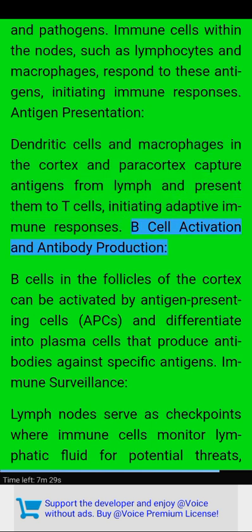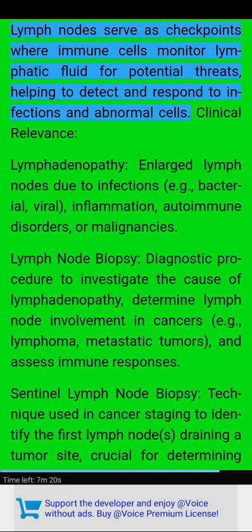B cell activation and antibody production. B cells in the follicles of the cortex can be activated by antigen-presenting cells (APCs) and differentiate into plasma cells that produce antibodies against specific antigens. Immune surveillance. Lymph nodes serve as checkpoints where immune cells monitor lymphatic fluid for potential threats, helping to detect and respond to infections and abnormal cells.